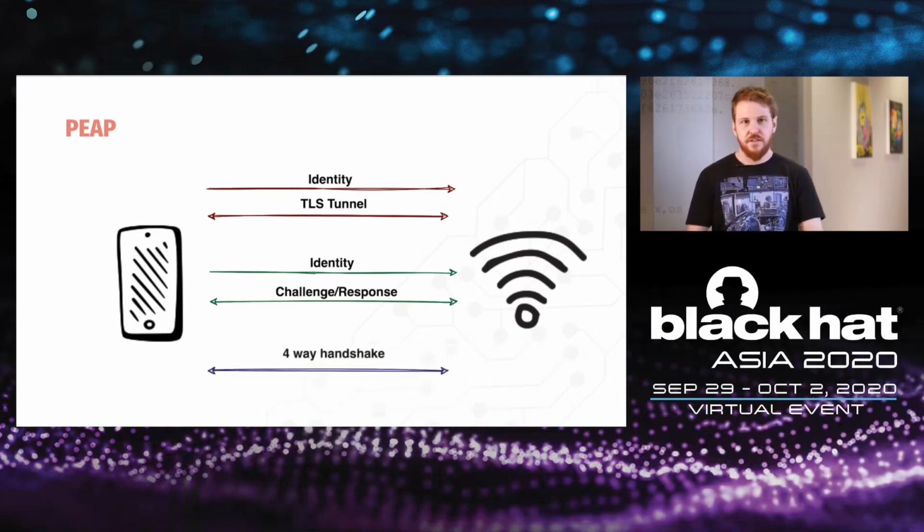And then the four-way handshake happens. The four-way handshake uses a key created from the previous steps. So that's what finally connects you to the Wi-Fi network.